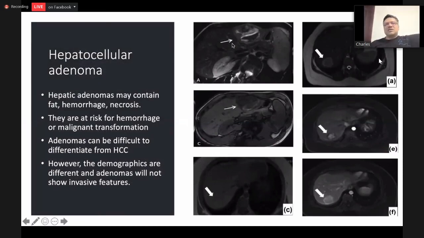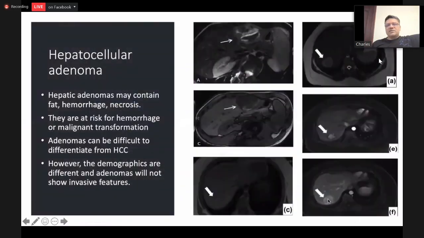So here you can see a lesion. The MR is showing hemorrhage, and here the MR is showing fat in the hepatocellular adenoma. So there's a large adenoma, here's a large adenoma with the bleed, and there's a large adenoma with the fat. And in the arterial enhancing phase in the MR, you can see a heterogeneously enhancing lesion.